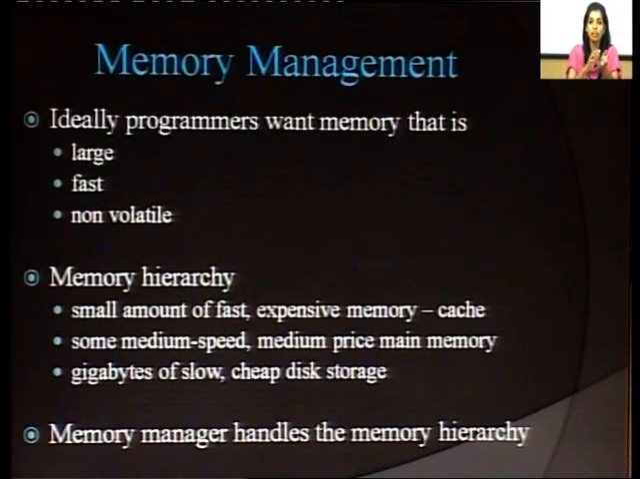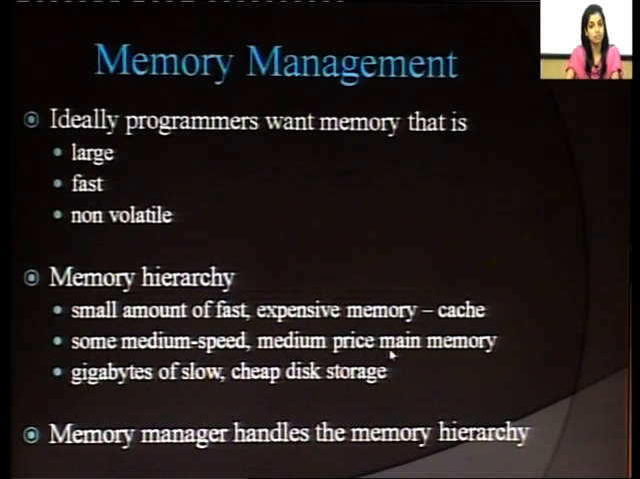In memory we have a number of different types of memories according to their performance. For fast but expensive memory we have cache memory. Medium speed and medium price memory is the main memory, and slow and cheap memory is secondary storage. So there is a memory hierarchy system, and these memories are handled by a memory hierarchy.